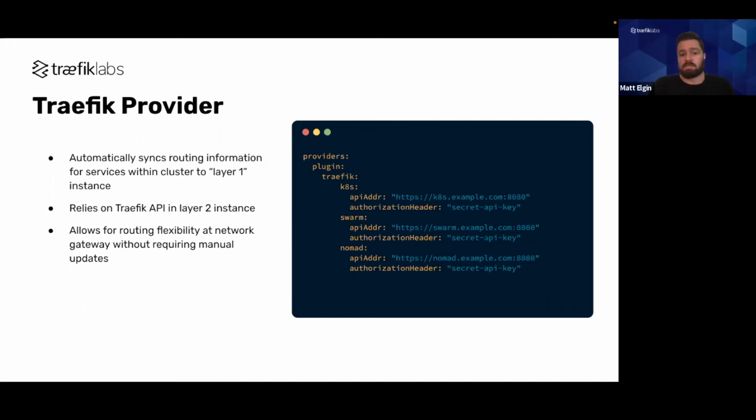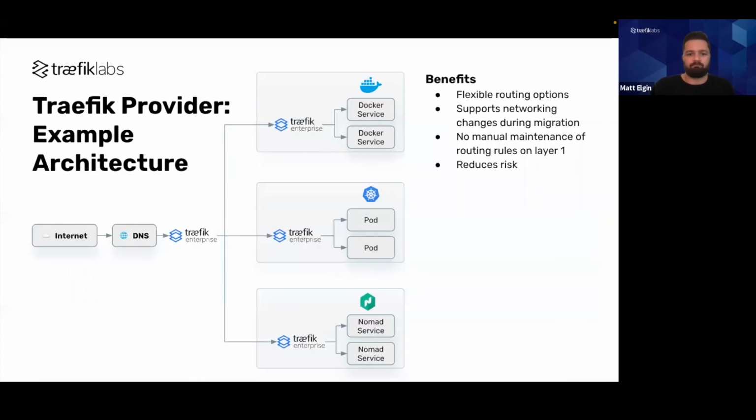The way that it works is by relying on the Traefik API that's exposing our routing information, where our services are located from those layer 2 in-cluster, in-cloud instances, and then automatically syncing that up to layer 1. So that's going to allow us that routing flexibility without needing to manually update the layer 1 list of services and where things are running.